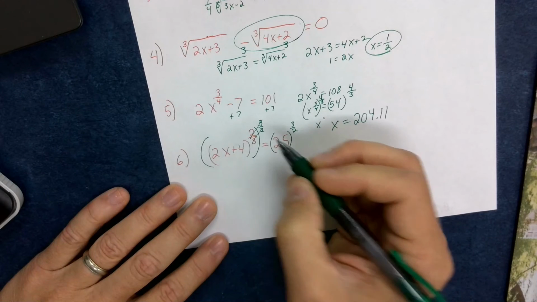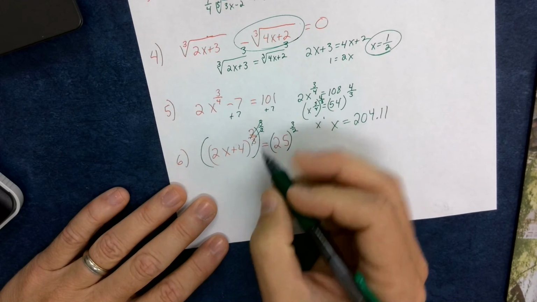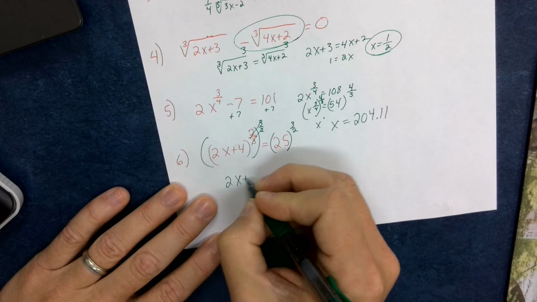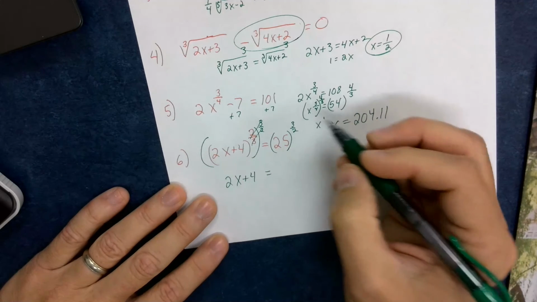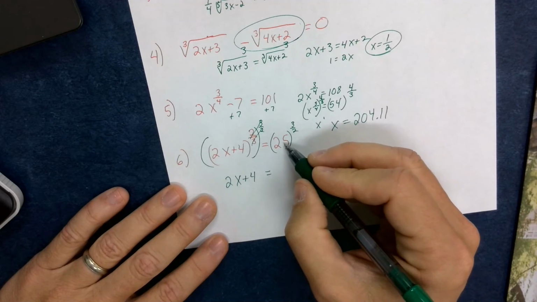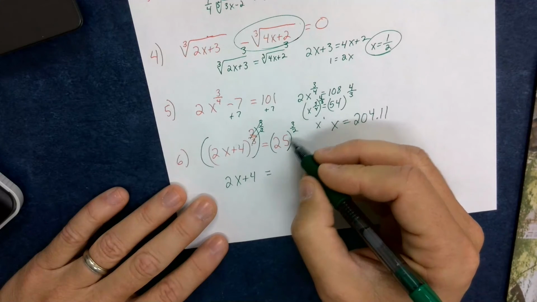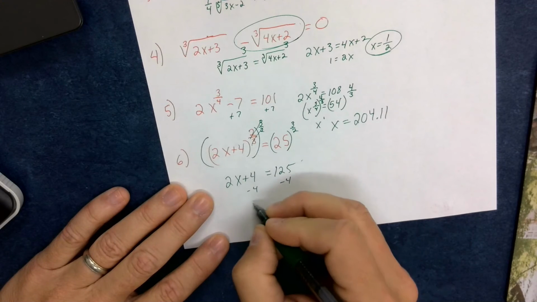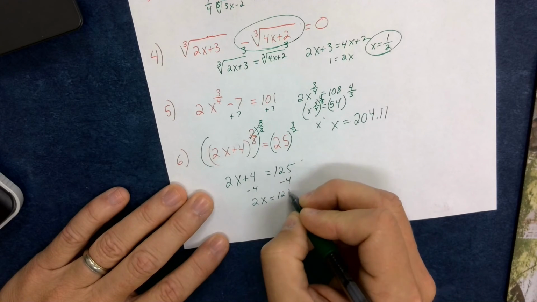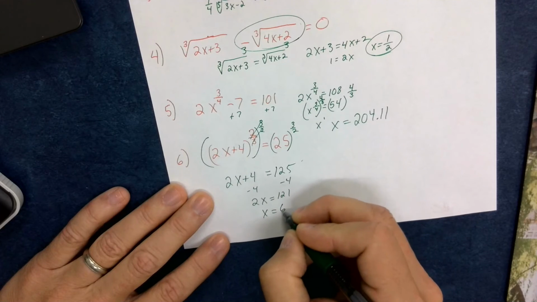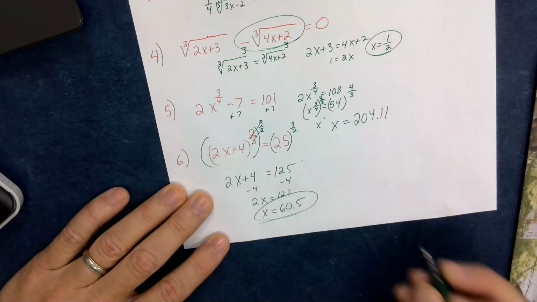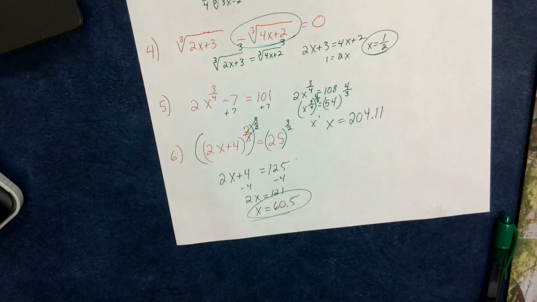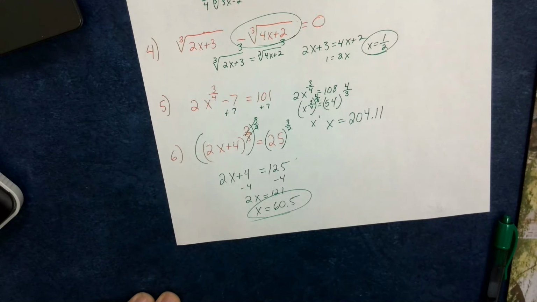So that kills that, right? 3 times 2, and 2 divided by 2 is 1. So it gives me 2x plus 4 equals, I can do this in my head, 25. Square root of 25 is 5. 5 cubed is 125. Look at that. Minus 4, minus 4. 2x equals 121. X equals 60.5. And that would be that example. Okay, hopefully that's working out okay for you right now, and that you're doing good with that.